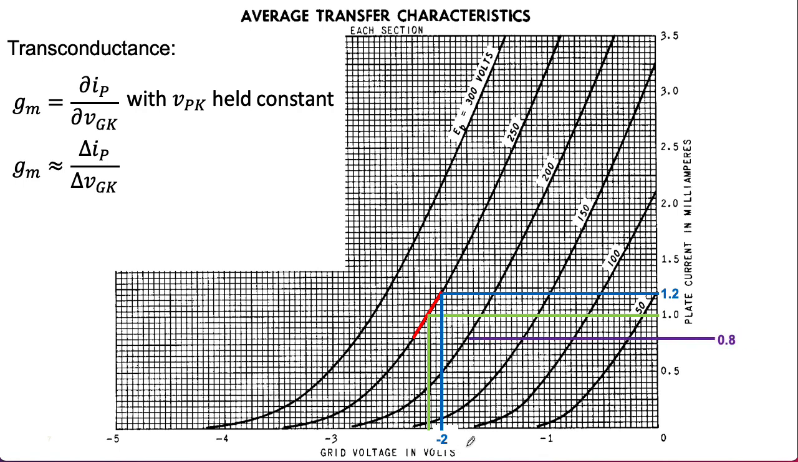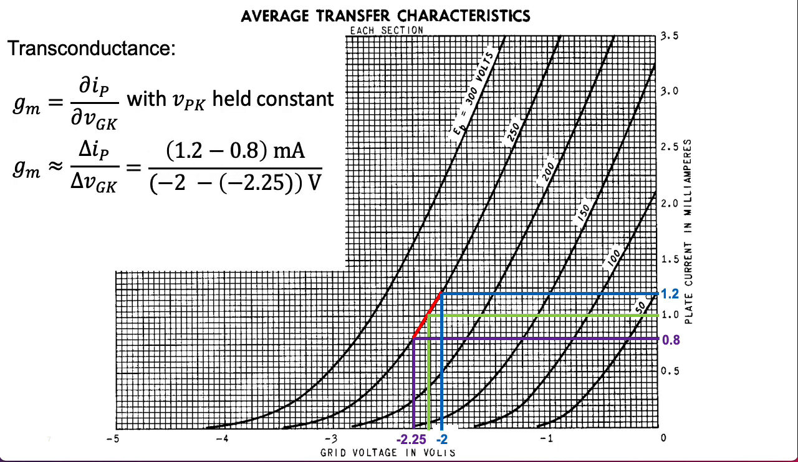Let's look on the other side. If we were to look at the plate current of 0.8 milliamps and then trace that down, we would get a grid voltage of minus 2.25 volts. So we can now take some finite differences and write 1.2 minus 0.8 milliamps in the numerator and minus 2 minus minus 2.25 volts in the denominator. Of course, the minuses cancel here, giving me a plus, giving me 0.4 milliamps over 0.25 volts, giving me 1.6 millimhos. Mhos being the reciprocal of ohms.